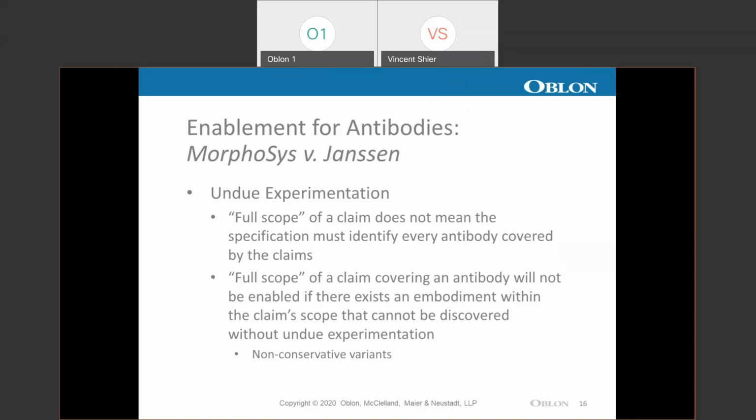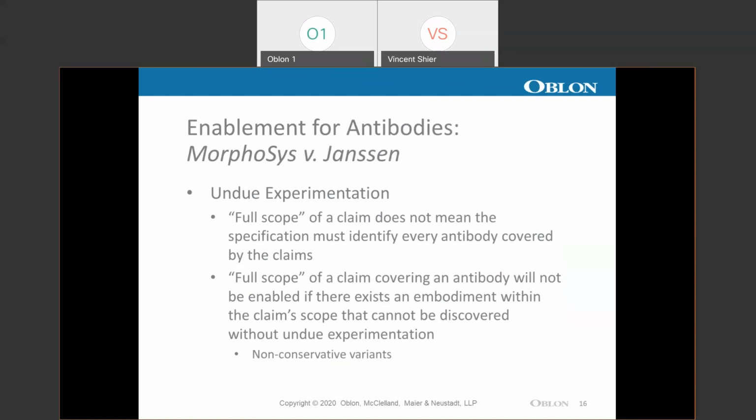This case held that unlike for conservative variants, which are made through substitutions within the framework regions and are unlikely to have a large impact on the antibody's functional properties, screening non-conservative variants for efficacy, such as binding properties, would require extremely laborious experimentation. Therefore, if non-conservative variants are encompassed within the claim scope, yet yield no predictable efficacy without undue experimentation, then the full scope of the claim cannot be enabled.